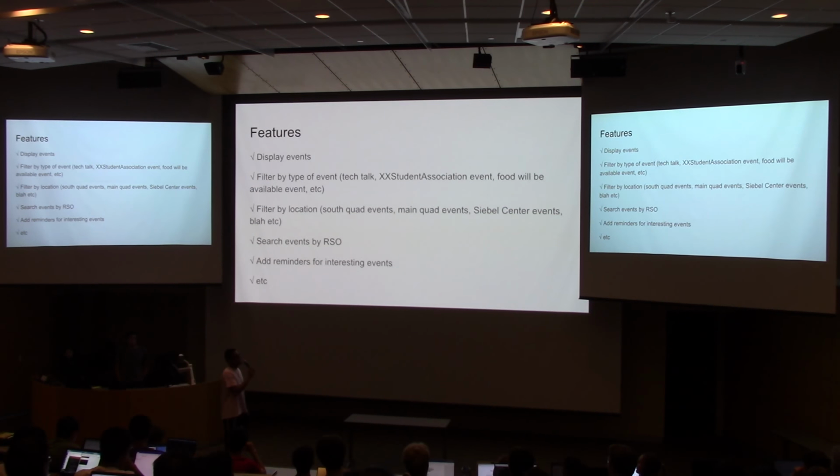Another feature, filter by location. If you're on main quad and you have nothing to do and it's 6 p.m., you can open the app. Events today, main quad, maybe there'll be one, maybe there won't. Who knows? We'll have to build the app. Search events by RSO, of course. And then you should be able to add reminders for events directly to whatever calendar of your choice.